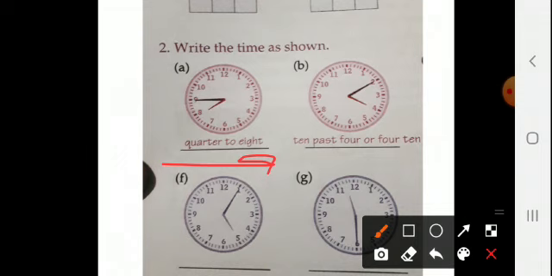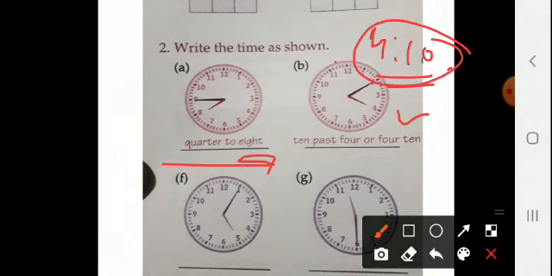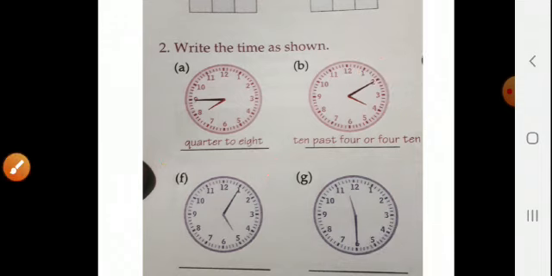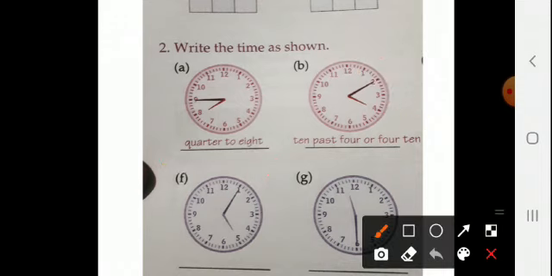Now B part. In this we can see here 4:10. In our simple language we will say 4:10. And now what is the correct way to write it? 10 past 4. That means 10 minutes past 4. Or simply 4:10 as it is written here. Understood?